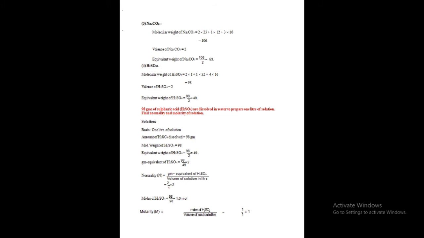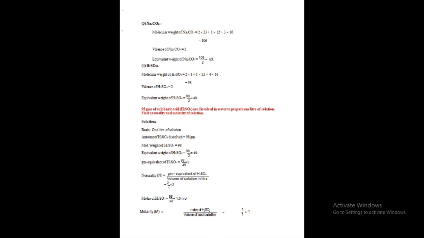So the basis given is 1 liter of the solution, and the weight of sulfuric acid is 98 gram. The molecular weight of sulfuric acid we already know. Molecular weight is nothing but the summation of the atomic weights of the compound. The H2SO4 molecular weight is 98. Equivalent weight of sulfuric acid is nothing but the ratio of molecular weight to valency. Valency of sulfuric acid is 2, H2 plus SO4 2 minus. So equivalent weight is 49.